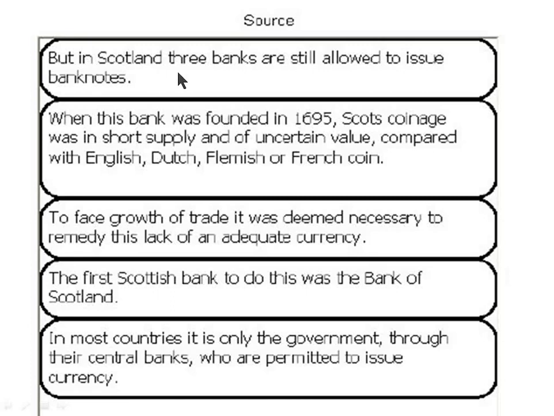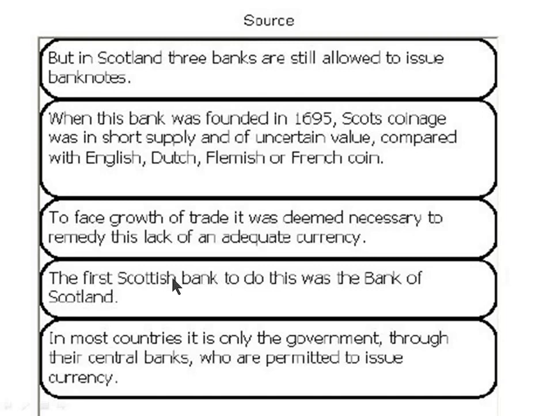So let's find the third one. When this bank, so they told, but in Scotland 3 banks. They didn't say any particular bank. In this they are saying this bank, so this can't be the third. To face growth of trade, it was deemed necessary to remedy this lack of an adequate currency. This lack, they haven't mentioned any lack in this sentence. So these 2 paragraphs cannot be the third one.